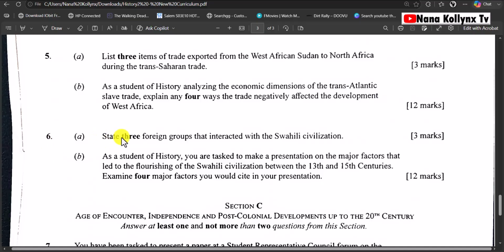6A, state 3 foreign groups that interacted with the Swahili civilization. 6B, as a student of history, you are tasked to make a presentation on the major factors that led to the flourishing of the Swahili civilization between the 13th and the 15th century. Examine 4 major factors you would cite in your presentation. So you answer 1 or 2.